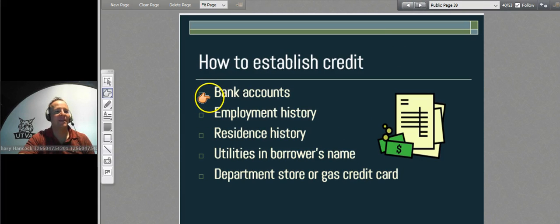It won't be good. Okay, how to establish credit? Well, if you get a bank account, that's probably your first one. Okay, so get a bank account, or go to your credit union, get a bank account. Employment history. So if you're holding a job and getting money coming in, they'll look at your taxes and that kind of stuff. Residency history. So if you've lived in the area for a while and you're not transient and moving from place to place. Utilities in your name. So if you put your phone in your name and you just pay on your phone, you will get credit that way. Department stores or gas credit cards are a good way to start establishing credit.